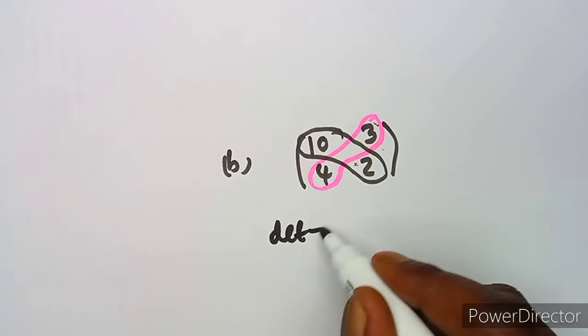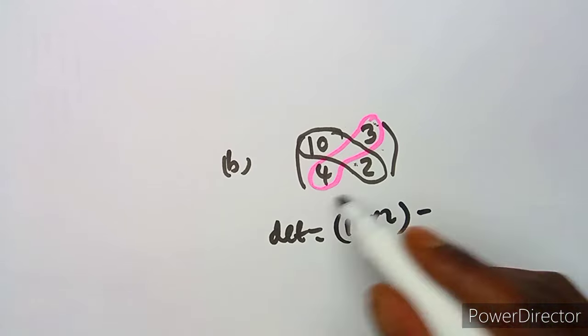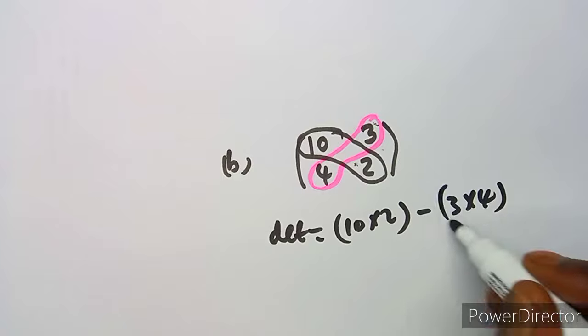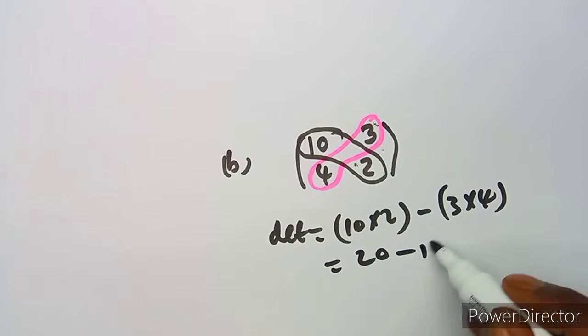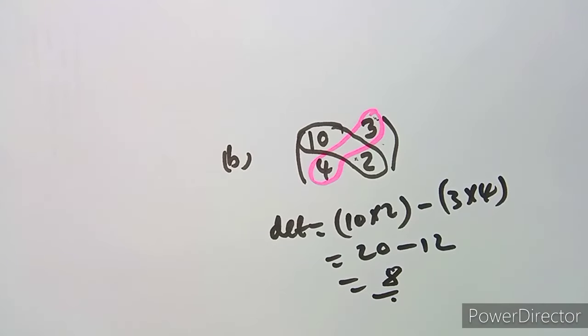That's my determinant, which is 10 and 2 minus 3 and 4. That's the case, guys. So it's going to give us 20 minus 12, and that's directly 8. As we can see, it's directly 8 there. That is directly 8. Okay, this one we've done it.